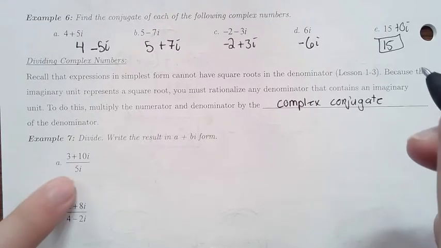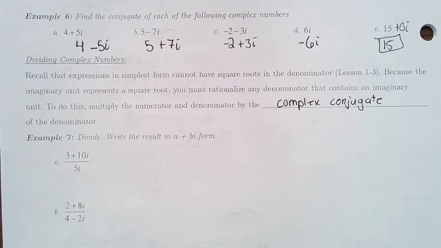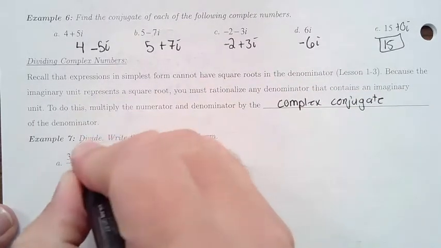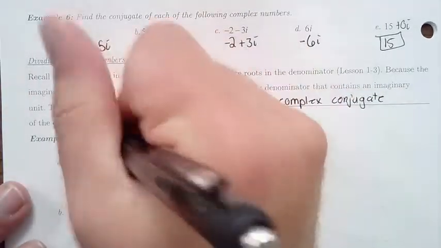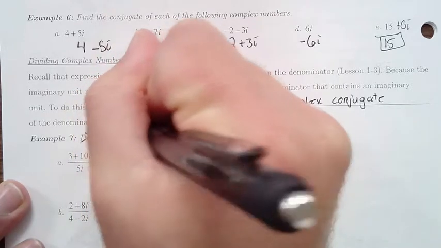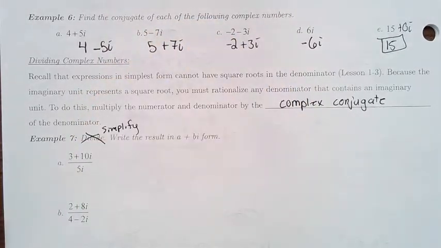We don't want i's in the bottom, we want them on top. So what I need to do here for number 7 is I'm not actually going to divide. Divide is actually kind of a little trick here. What I'm really going to do is simplify and get that i out of the bottom. Okay, so let's see what this is going to look like.